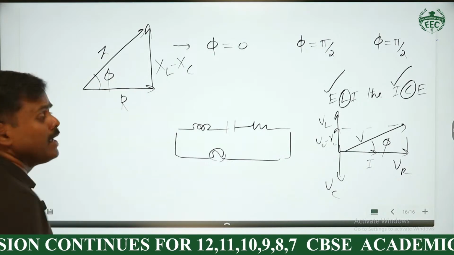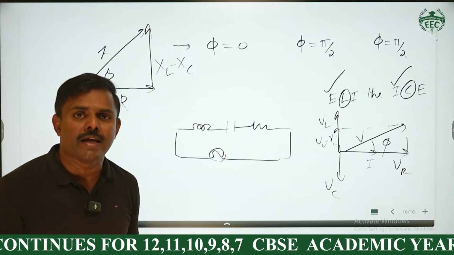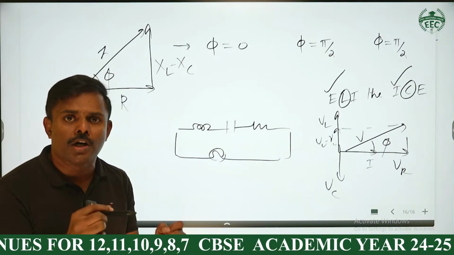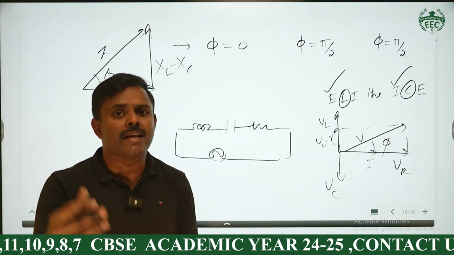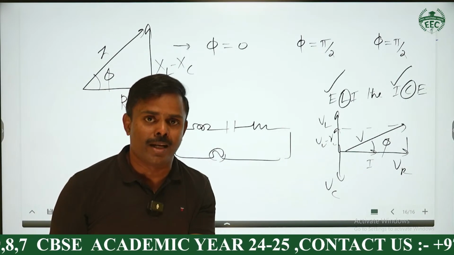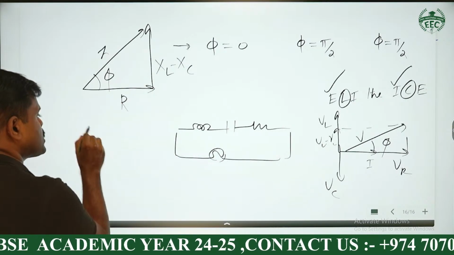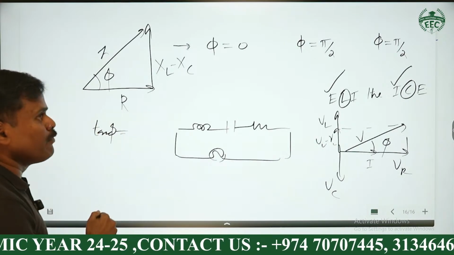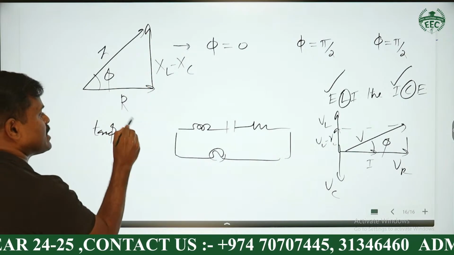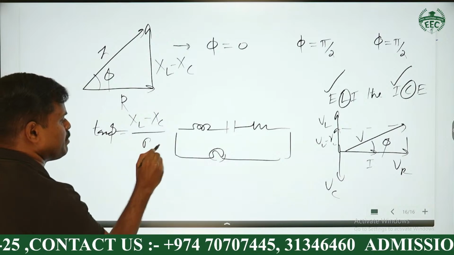Take this as phi. You have to find cos phi. Why cos phi? Cos phi is called power factor, which will come in handy later on when we do the numericals. Also tan phi you have to know. This year I expect a question here. Tan phi is opposite side by adjacent side: XL minus XC by R.